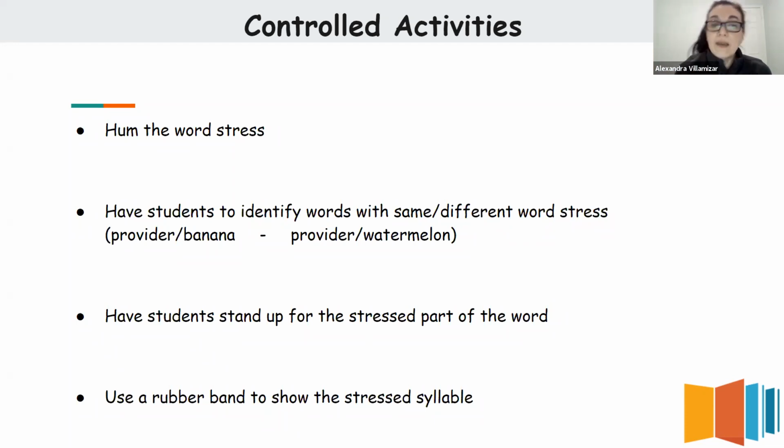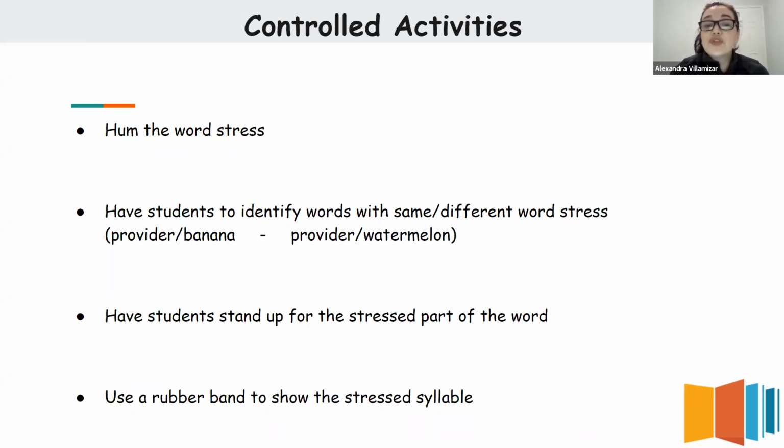That helps the student who is pre-literate or illiterate, non-literate, to identify the word stress. You can also have students, if they know the letters, identify words that have the same or different word stress. So if we have provider, banana, you say the two words, and then you ask students, are those the same or are those different? You have provider and you have watermelon. Are those the same? Are those different? Again, using the vocabulary from the lesson that you are teaching.